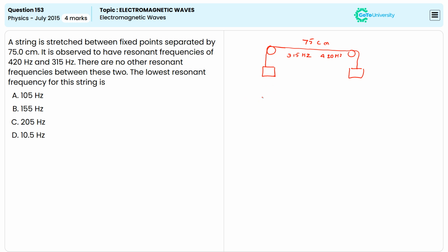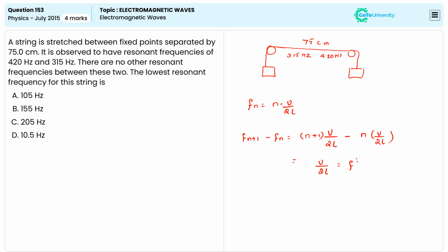Okay. We know here that Fn is equal to n times v divided by 2l. If n is the first one, that is 315 Hz. For the difference between these two, I will take the second one, that is Fn plus 1 minus Fn. Then we can write this as (n plus 1) times v divided by 2l minus n times v divided by 2l. If we take the difference, we get the answer v divided by 2l.